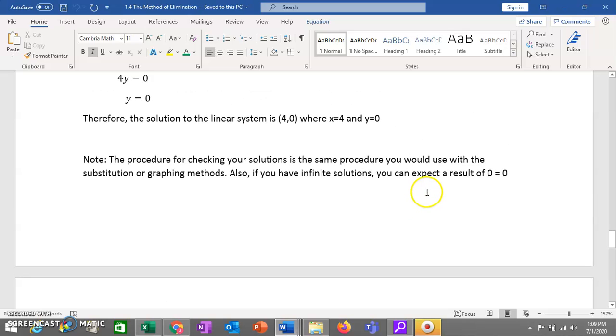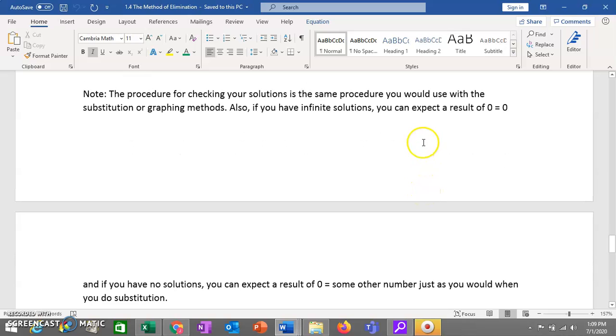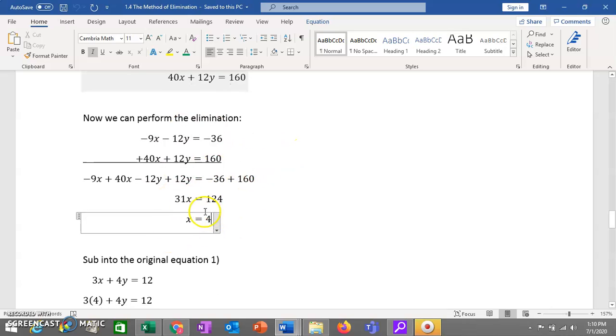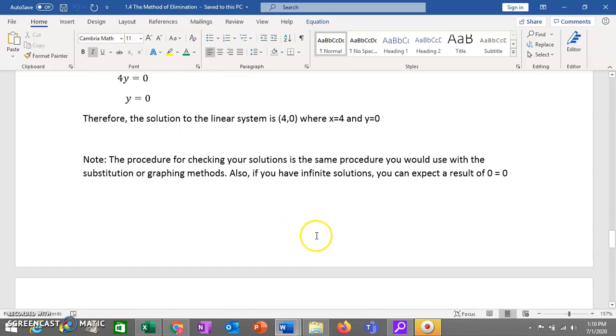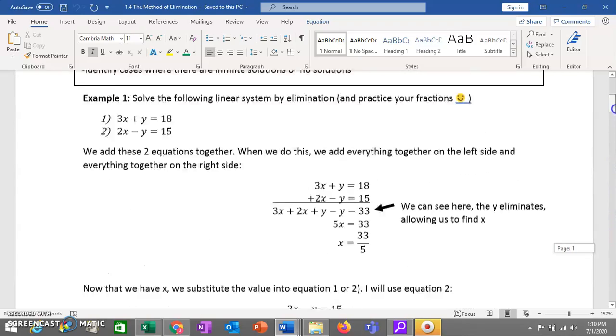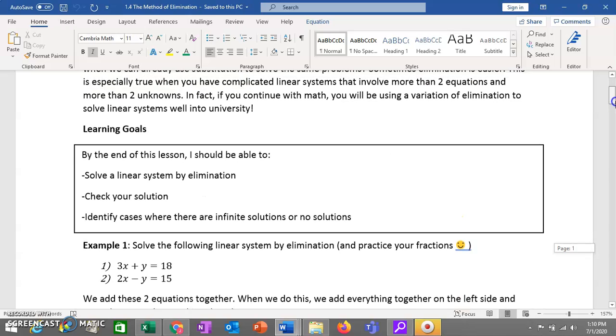Okay, so just to end off here, remember that if you have a situation where you have infinite solutions, when you actually do this part here, instead of getting x equals 4 or something else, you're going to get 0 equals 0. If you have no solutions, you will get 0 equals some other number, like 0 equals 1, or 0 equals -7, or something that doesn't make sense. So that will tell you that you have no solutions. So that's exactly the same as it would be in substitution. Okay? So the only new thing really that we're doing here is learning the elimination method. And then half of this method is basically the same as substitution anyway.